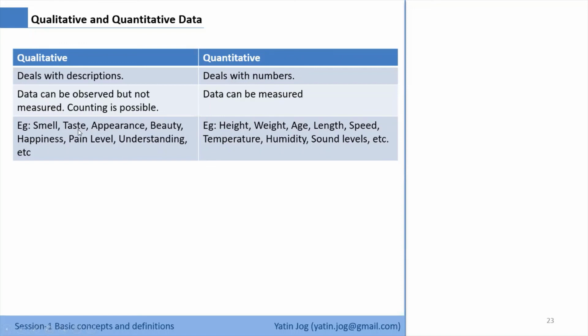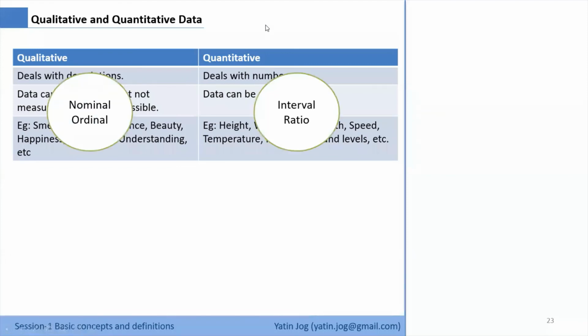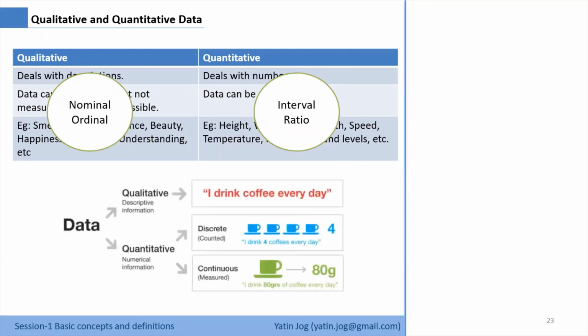Examples: smell, taste, appearance, happiness, pain level, understanding level, and all these things come under qualitative, whereas height, weight, humidity, sound level, speed, all this comes under quantitative. So generally, when I say qualitative, we are dealing with nominal and ordinal scale of data types, and quantitative deals with interval and ratio type of data types. So the same example I have given here, data can be of two types: either it can be qualitative in nature or it can be quantitative in nature.